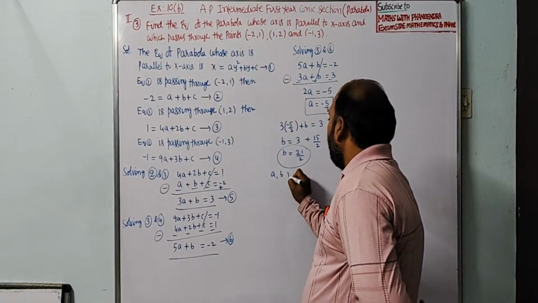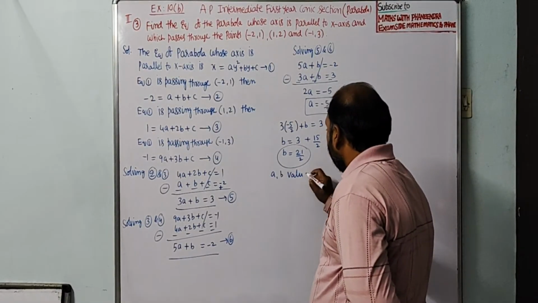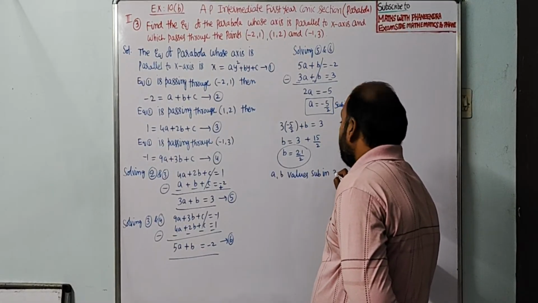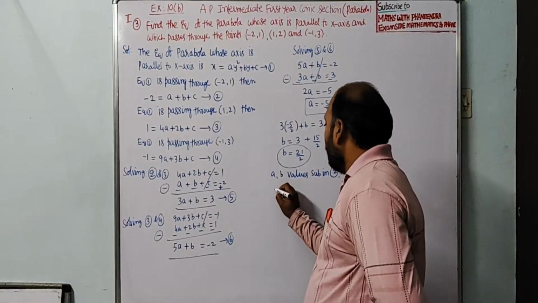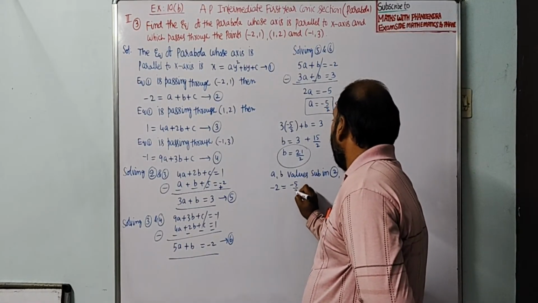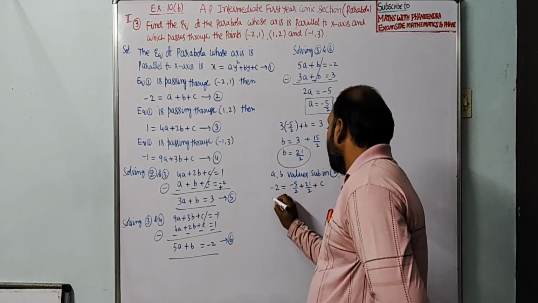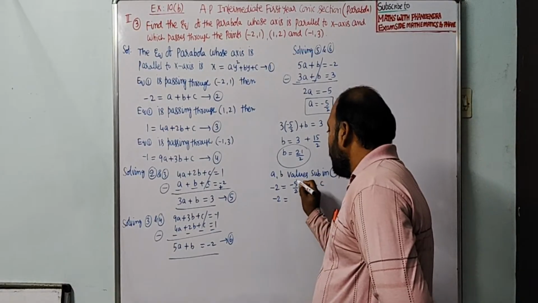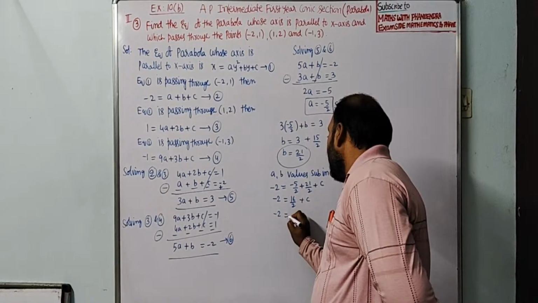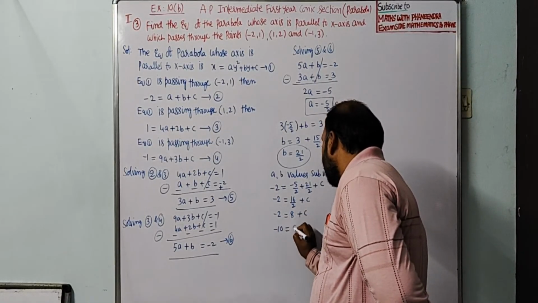So a, b values substitute in equation 2. Minus 2 equal to minus 5 by 2 plus 21 by 2 plus c. So minus 2 equal to 21 minus 5 is 16 by 2, plus c. Minus 2 equal to 8 plus c. 8 bring this side, minus 10 is equal to c.